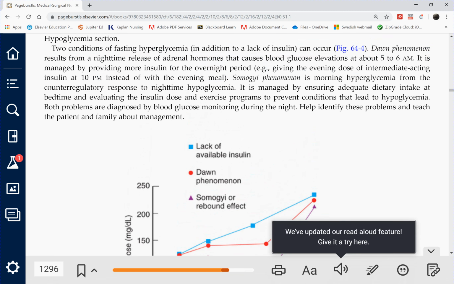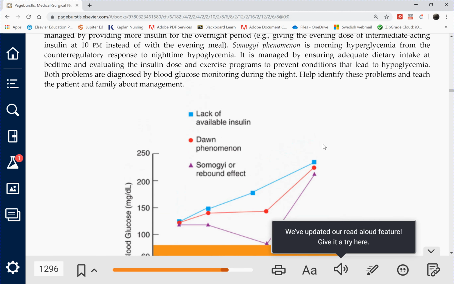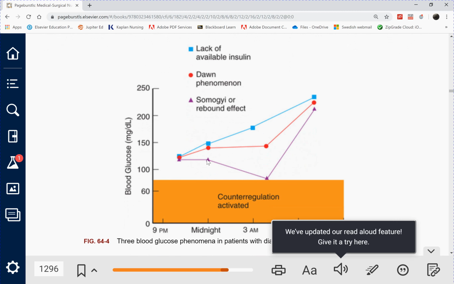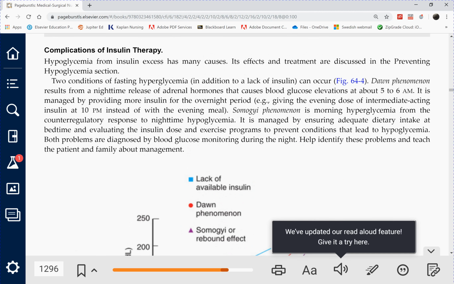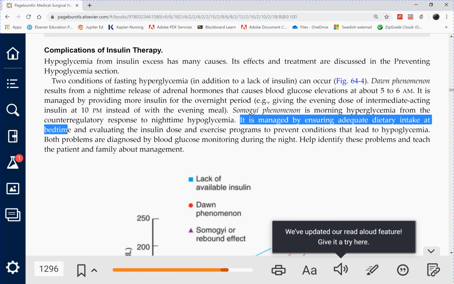Whereas Somogyi phenomenon, this is again where the patient goes into morning hyperglycemia. However, the cause is different. Here, instead of not enough insulin, which is the case in the dawn phenomenon, in Somogyi there is not enough food. Okay, so that's why the management recommendation here is to give this patient a bedtime snack.